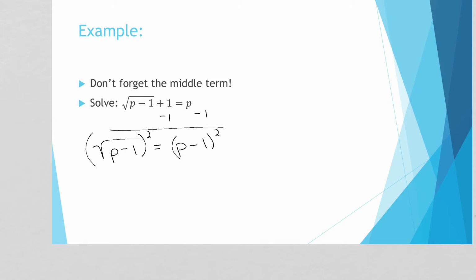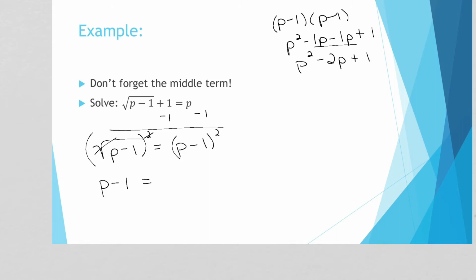Okay, all right, so this cancels that. I'm left with p minus 1 on the left. And just off to the side, I'm going to do p minus 1 times p minus 1. I won't always show this part to you, just for the sake of time, but I want you to know that this is what we're doing, okay? So we've got p squared minus 1p minus 1p plus 1, and then you combine your like terms there. So p squared minus 2p plus 1. So on this side over here, it becomes this right here, p minus 1 quantity squared, turns into this trinomial.